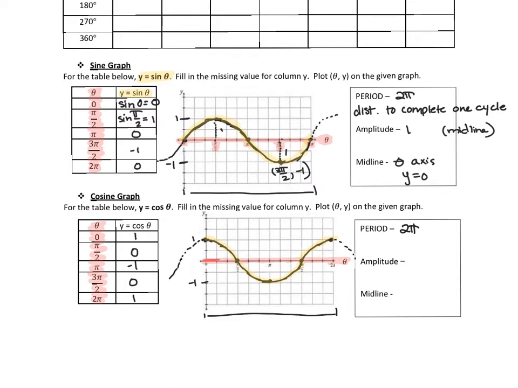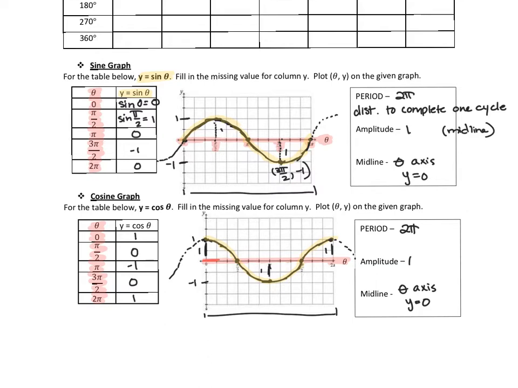My amplitude is the distance above and below my midline, and so this had a height of 1 above. This has a height below of 1, and again a height of 1 above. It looks like my amplitude in this case is 1 unit above or below my midline. And my midline again is the theta axis, which is my x-axis, and that's the line y equals 0.